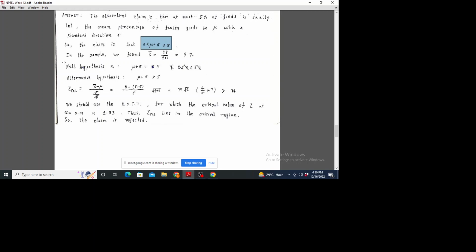And let us take the null hypothesis as this: mu plus sigma is equal to 5, so that we can make the alternative hypothesis that mu plus sigma is greater than 5. That is, more than 5% of his goods are faulty. That is our alternative hypothesis.